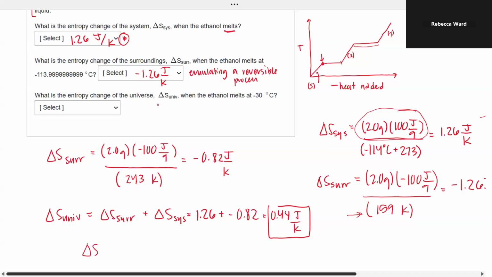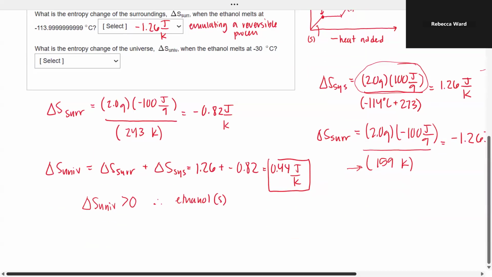We just found that delta S of the universe is greater than 0. Therefore, the ethanol solid that we had, our 2 grams of solid ethanol, will spontaneously melt at negative 30 degrees Celsius.